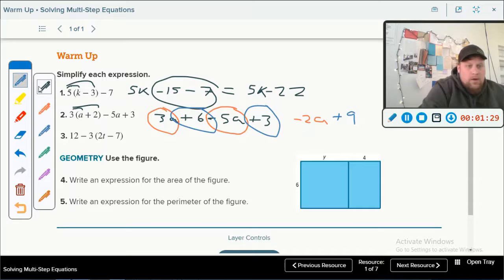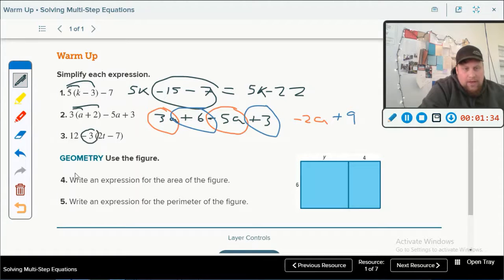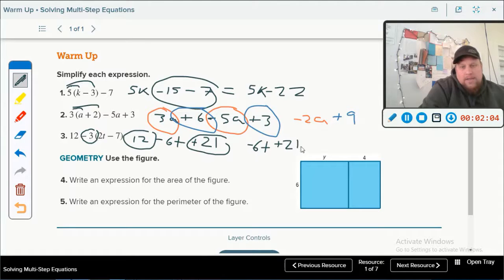Awesome. We're going to distribute this one. Now this is different. You got to distribute that negative, right? So I'm going to have 12 minus 6t, because negative 3 times positive 2t is negative 6t, negative 21. 3 times 7 is 21. We can combine like terms right here. And I get 12 plus 21 is 33. So this is going to equal negative 60 plus 21. Now when I exit out of this, it's going to delete all these things I've written right here. So just remember, you can always back up and pause if you need help.